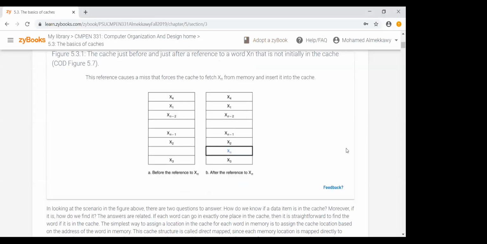So for this one, as an example, the CPU went to find a particular location. Unfortunately, the CPU did not find the required data. So the CPU will go and bring this data from the main memory and just copy it to the cache memory and begin to deal with it. And this is what the figure is trying to show, before the reference and then after the reference.